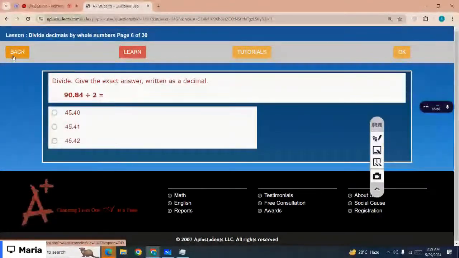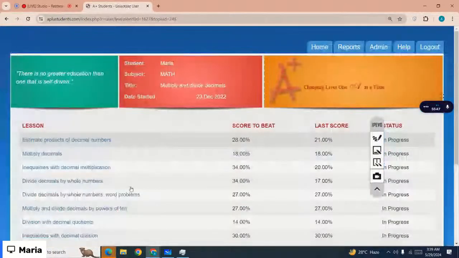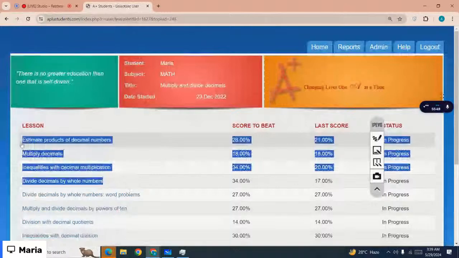So we were working on grade 6 math. The chapter we were working on is multiply and divide decimals, and the lessons we have covered today are estimate products of decimal numbers, multiply decimals, inequalities with decimal multiplication, and divide decimals by whole numbers. So please make sure before the next session you complete all the practice questions for the lessons we did today. That is your homework until the next session, right?